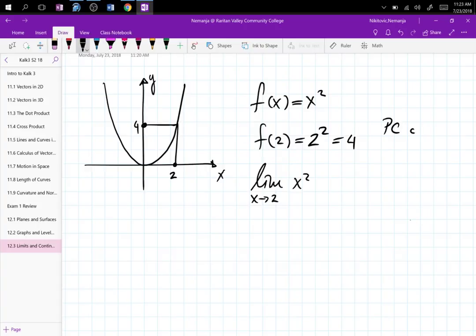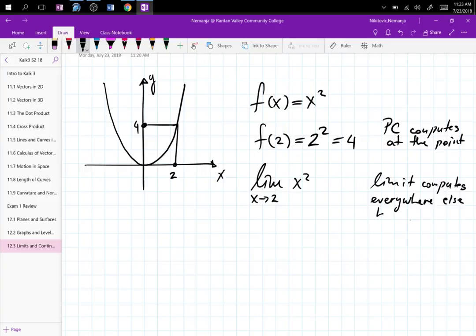Well, your pre-calculus computes at the point. Limit computes everywhere else but at the point. So that's that. Now what does that mean? Well, we approach from the left.